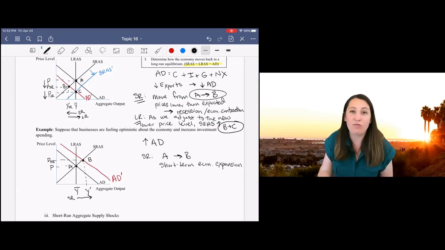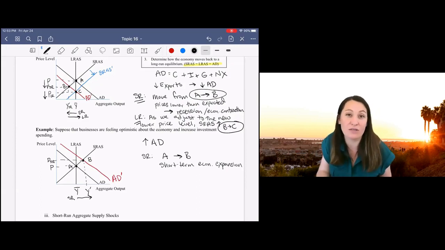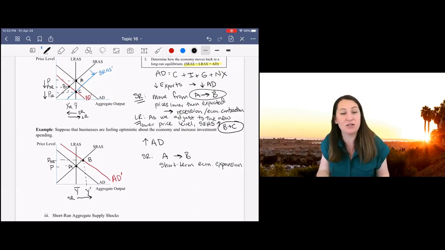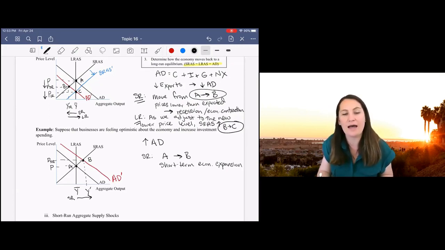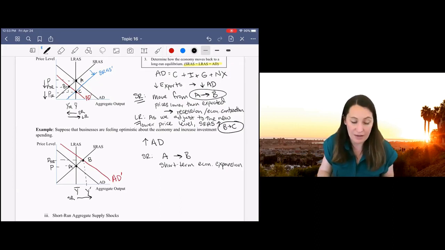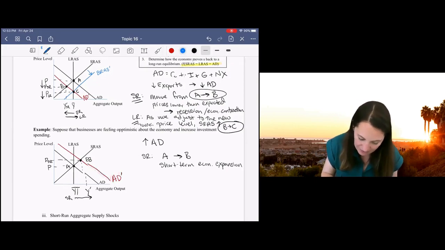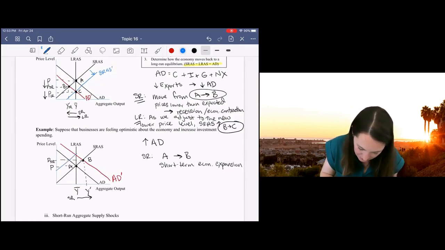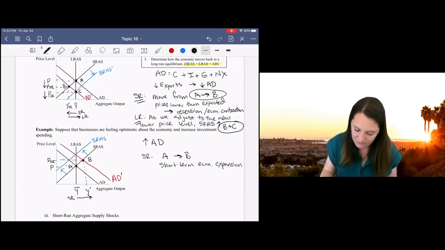Well, this growth level here is more than what we can sustain in the long run. We just simply don't have more workers or more natural resources or better technology. None of that has changed. And so we cannot remain at this higher level of output in the long run. As businesses begin to realize that they're not going to be able to get the workers, or the price of labor is going up, then short run aggregate supply is going to shift inward as we adjust to that new higher price level.